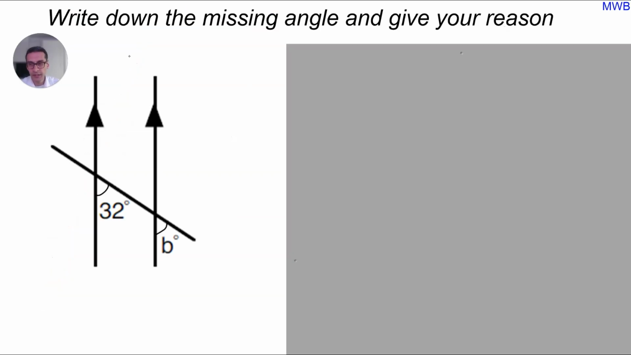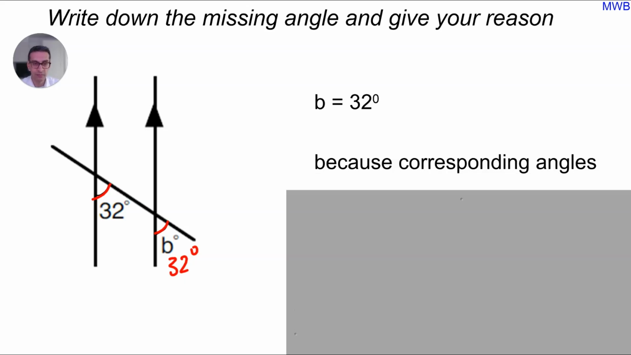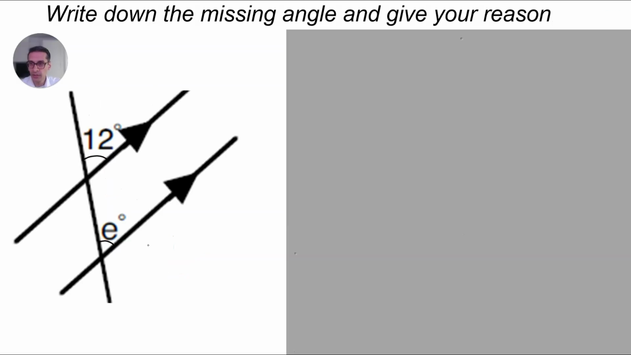Now if you were to get a question like this where it says write down the missing angle and give your reason, the first thing you want to do is spot the parallel lines. So you can see there's the parallel lines, there's a transversal. Once you've spotted that, you can see these two angles are in the same position as each other, below the transversal to the right, so they are corresponding and therefore they are equal. So 32 degrees, and the way you'd write this is you can just write because they are corresponding angles on parallel lines.